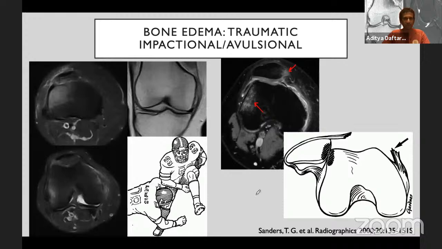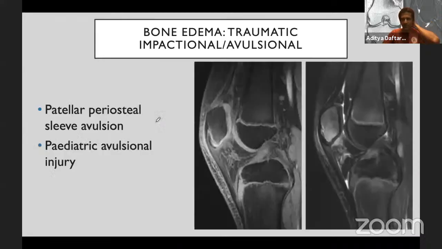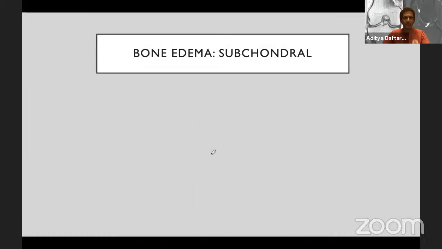Similarly, you can have a patient who's had a clip injury. You see there's the valgus loading, the MCL injury here. With the MCL injury, you can see that there's bone marrow edema from avulsion on the medial side. And you can see impactional bone marrow edema because these two areas will impact against each other, and you see this bone marrow edema. So just reading the bone marrow edema, understanding it, gives you a good idea of the biomechanics of injury that we're dealing with. In kids, sometimes you can have these avulsional bone marrow edema patterns in somebody who's got a patellar sleeve avulsion. So that sort of looks at one aspect of traumatic bone marrow edema and biomechanics.